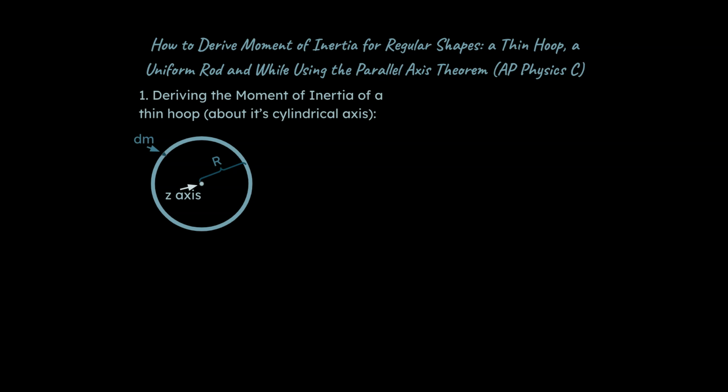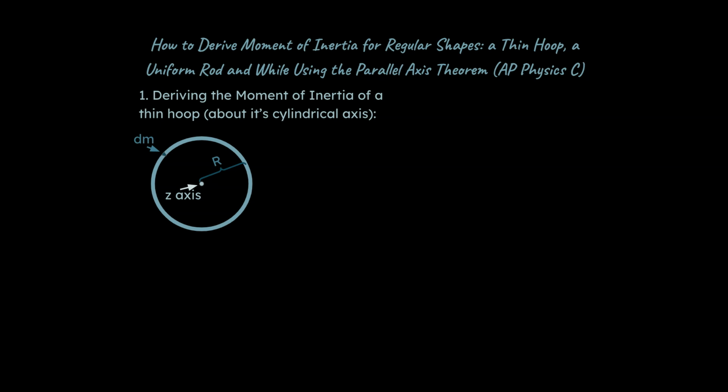Hey, welcome. Today we're going to be talking through how to derive a couple regular shapes for the moment of inertia for AP Physics C mechanics students. This is something that you should be able to do on an AP Physics test, or at least be prepared to do, because you may be asked to do it on an FRQ, and there's almost certainly going to be a rotational question on your FRQs.